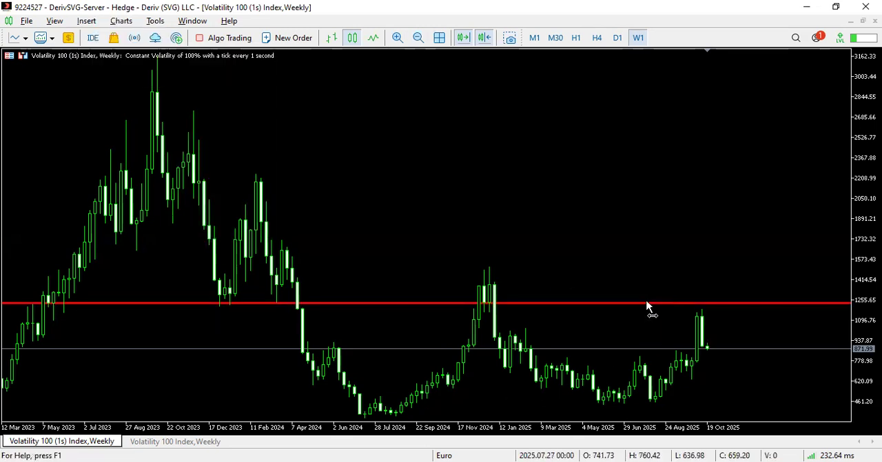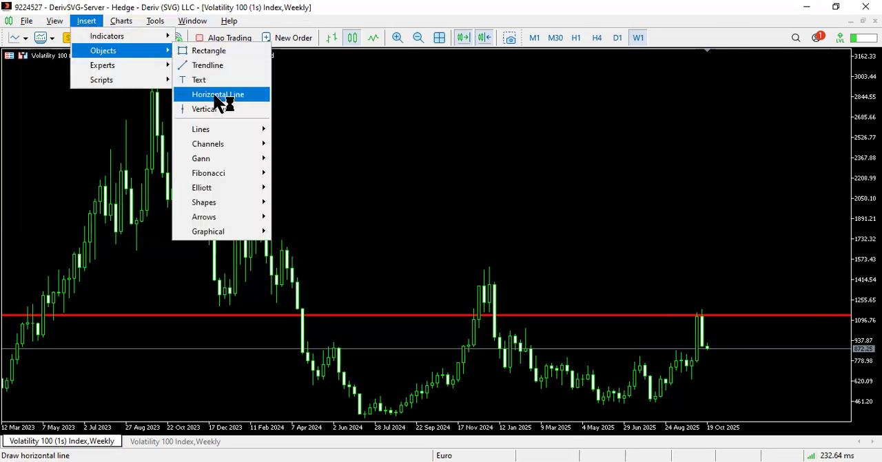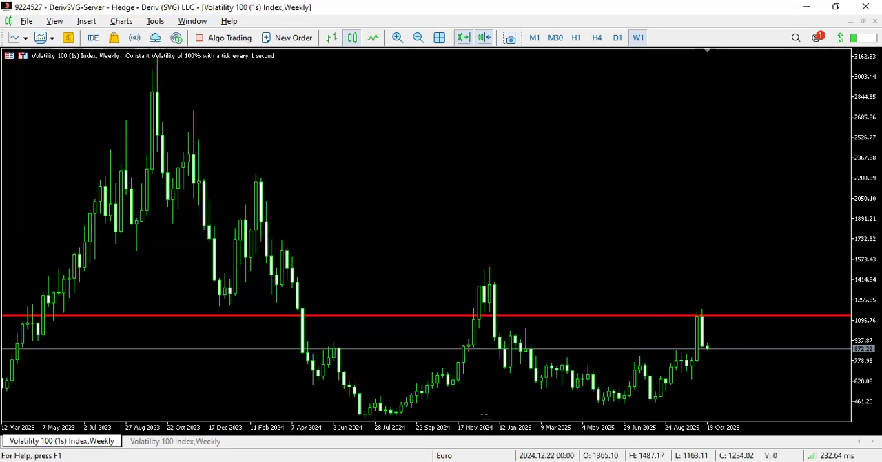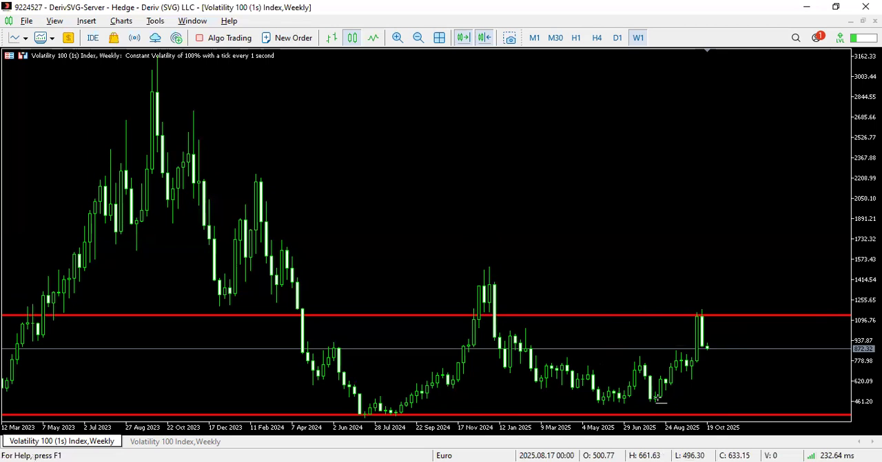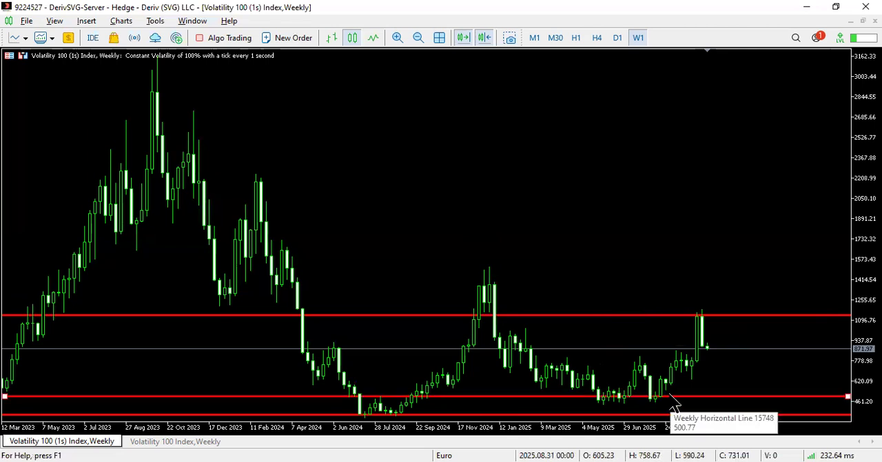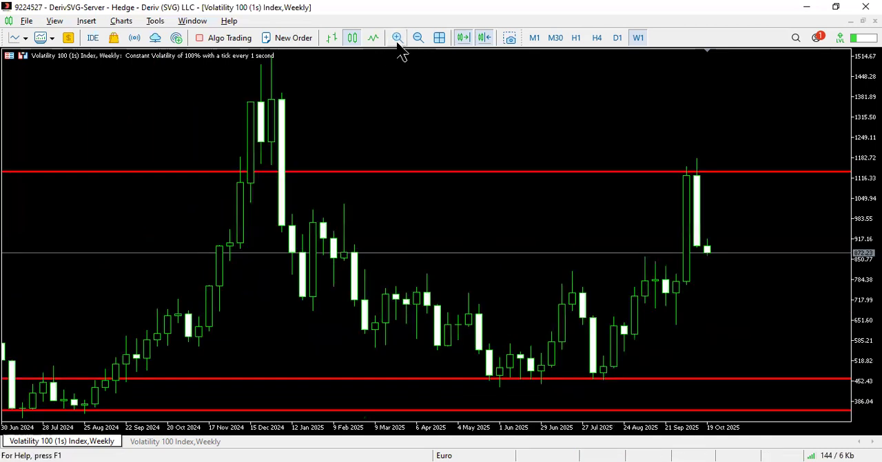So right here we have a supply zone, and then down here, we have a demand, and then I can see we have our support or a demand zone right there. All right, so our buyers from the weekly time frame.